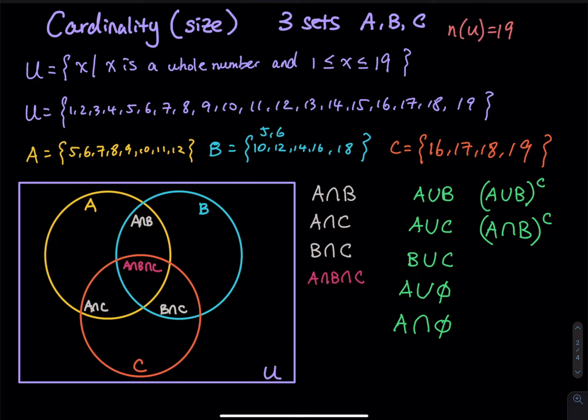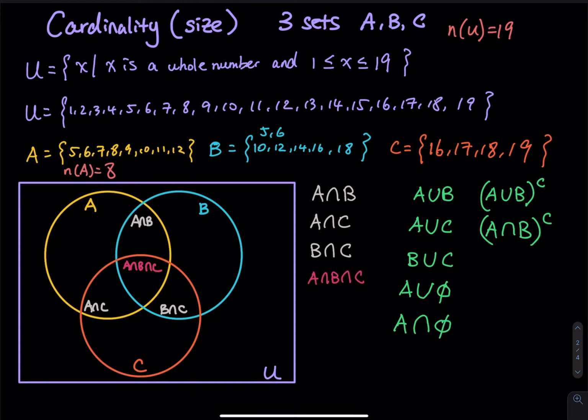And then set A is 5, 6, 7, 8, 9, 10, 11, 12. So the cardinality of set A is how many? So just count. 1, 2, 3, 4, 5, 6, 7, 8. So the cardinality of A is 8, because you count the number of elements.